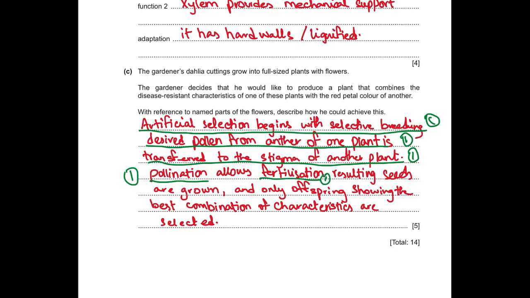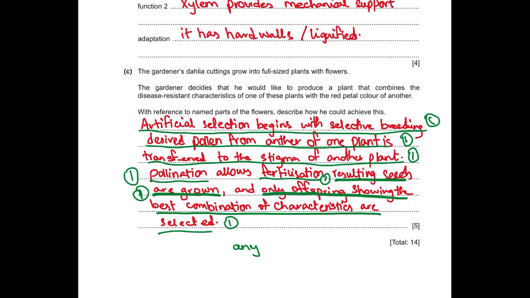And resulting seeds are grown. This will give us a mark. And mentioning that the correct offspring is chosen will also give us a mark. Total of 7 points, but you can write any 5 to get full marks for this question.